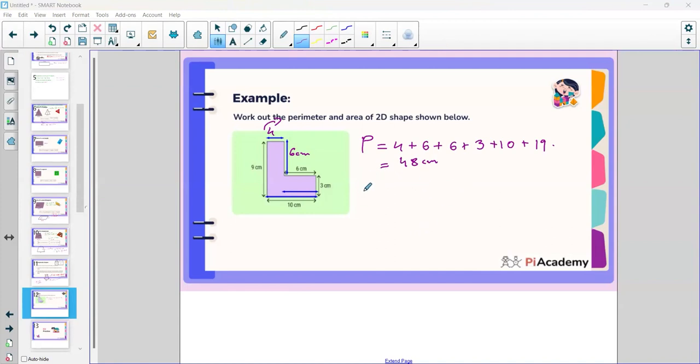All right. Then what is the area of the shape? How would you determine the area? All we need to do is just divide this into two rectangles. That's it. So let's call this rectangle A and let's call this rectangle B.